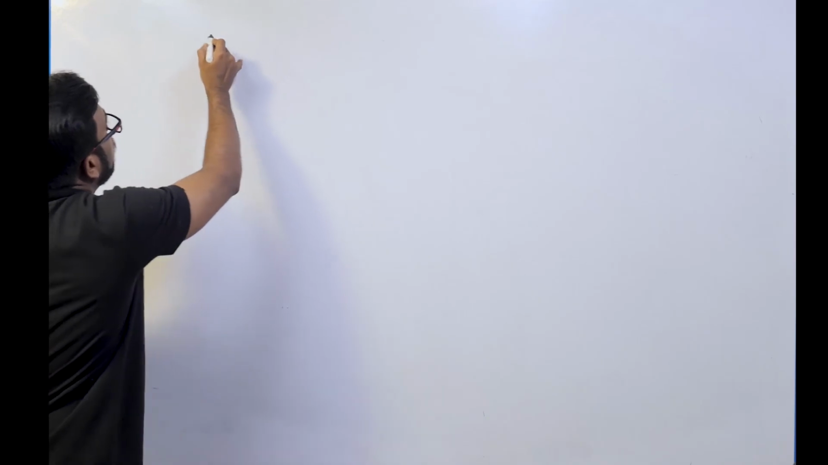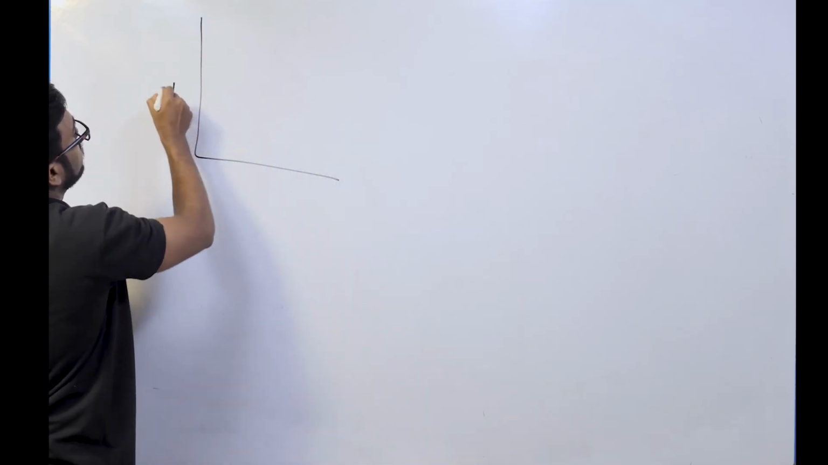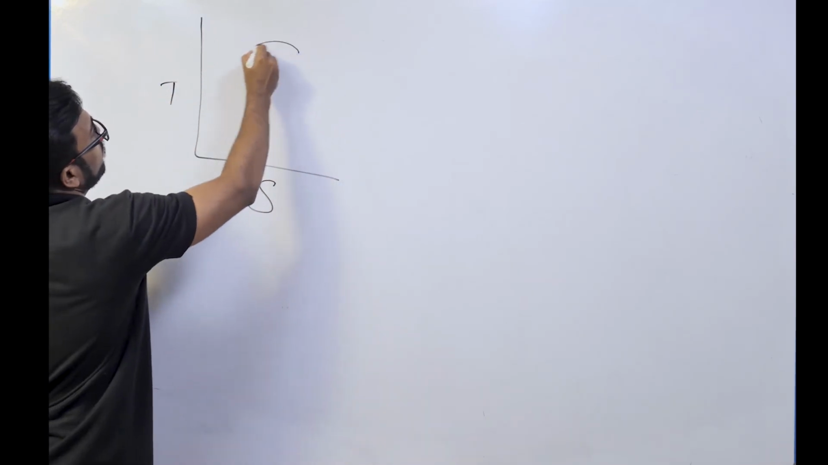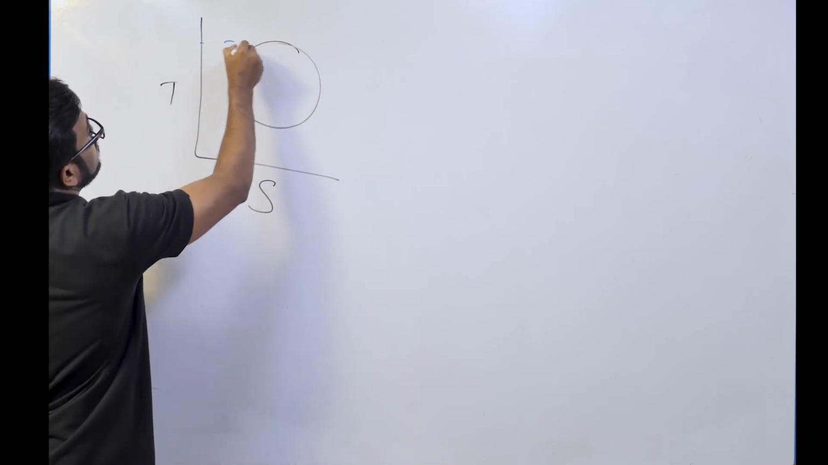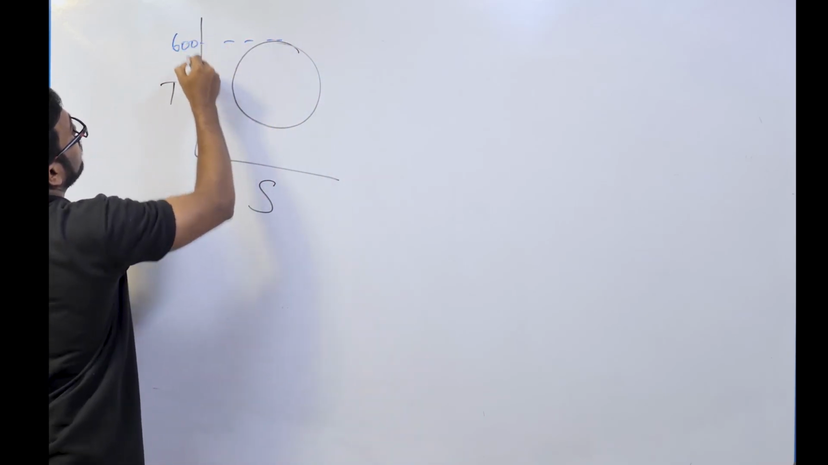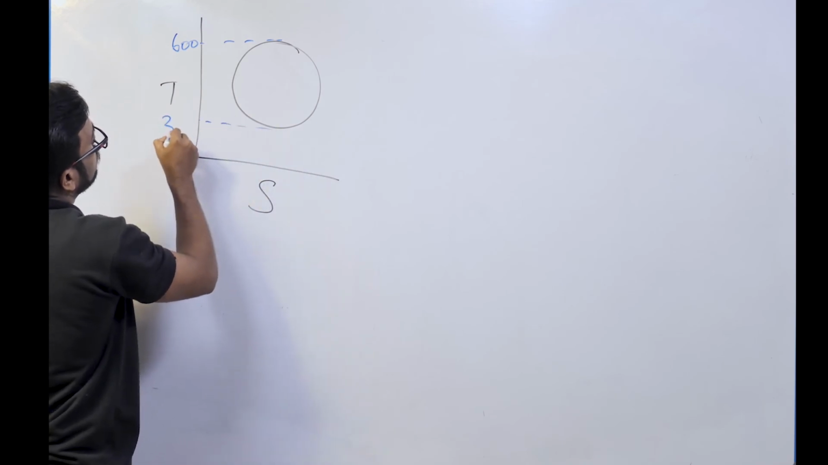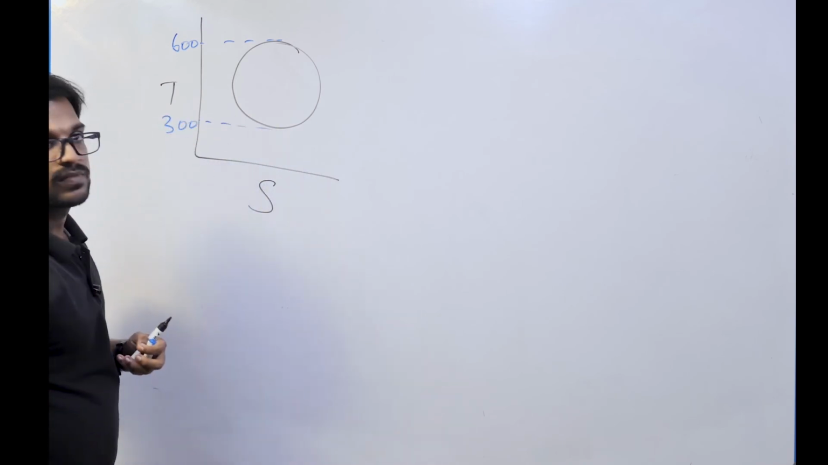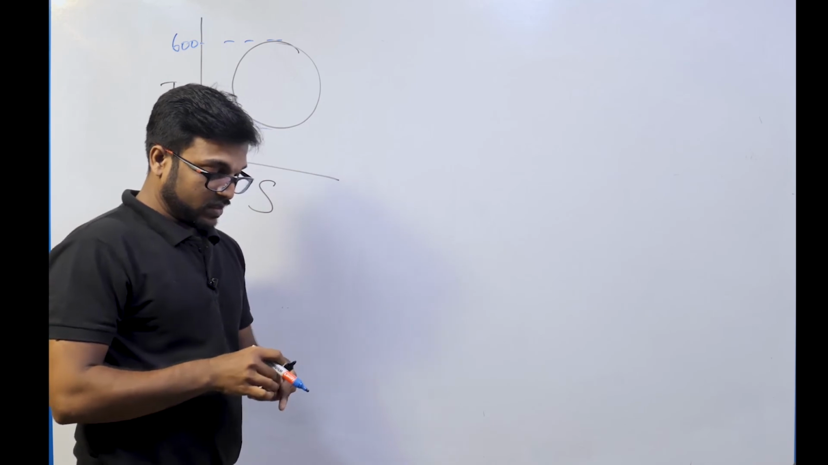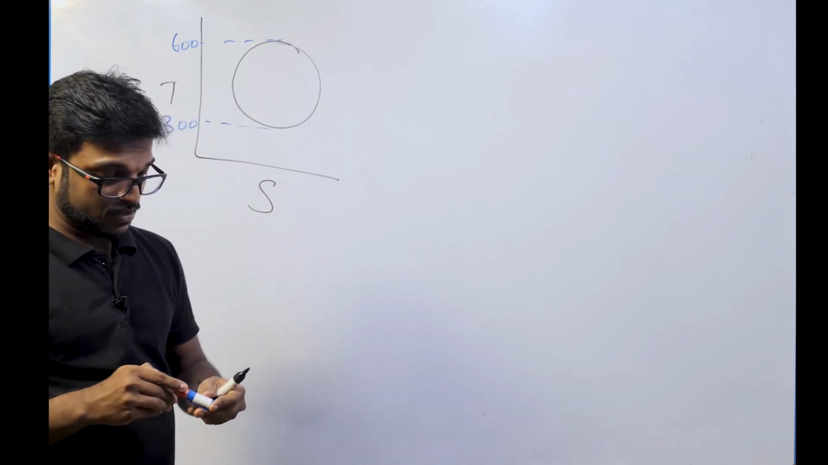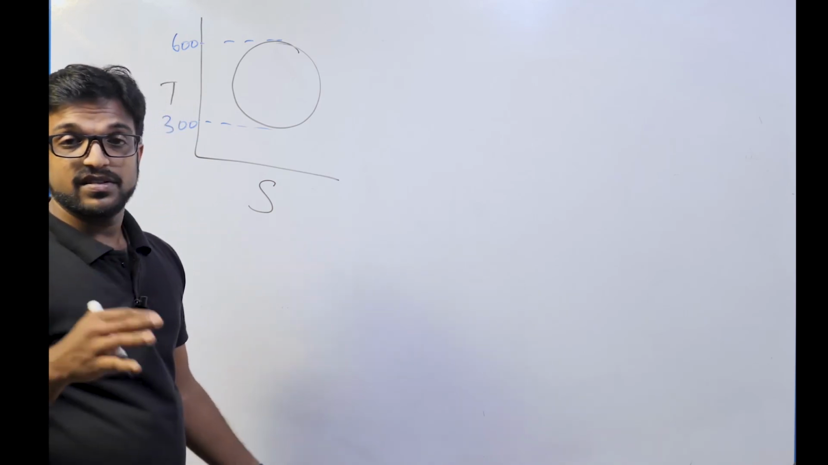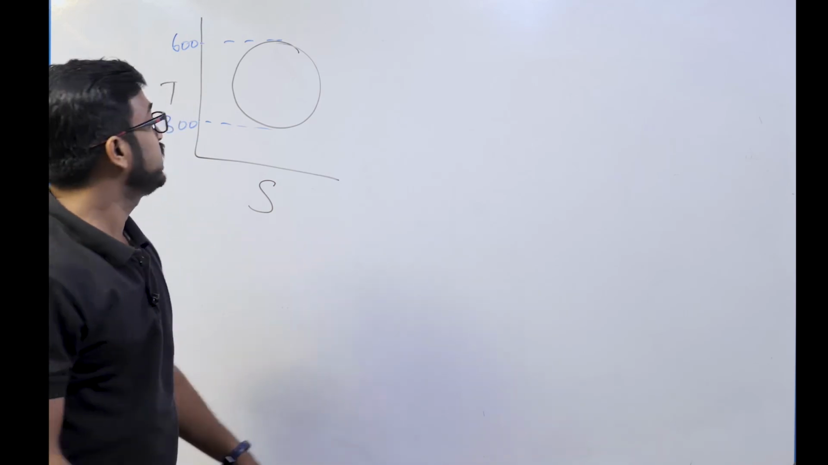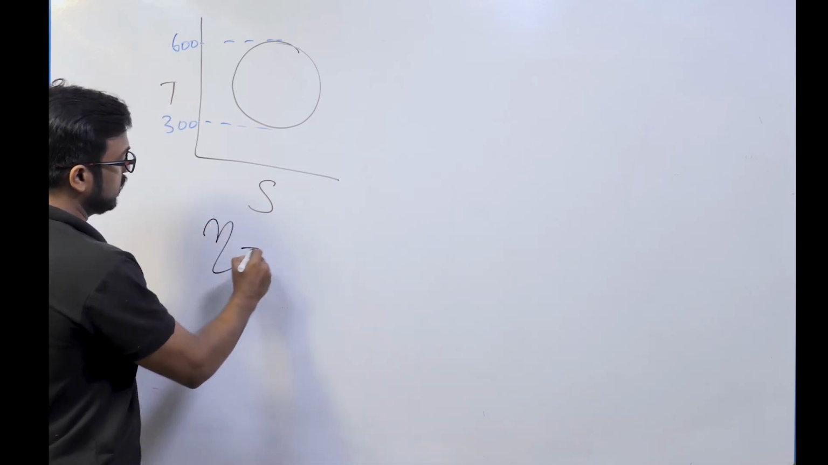So here we have a TS diagram with a circle, with the maximum temperature of 600 Kelvin and minimum temperature of 300 Kelvin. Alright. They haven't given anything else. It is our duty to figure out all the other things. They're just asking what is the efficiency of this cycle.